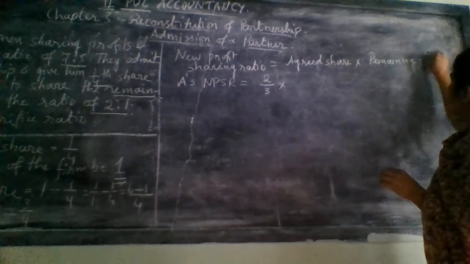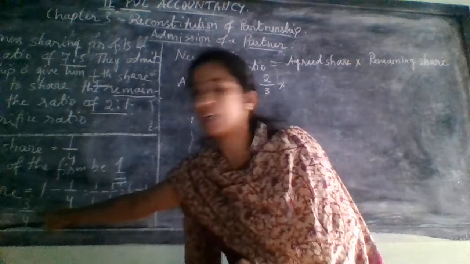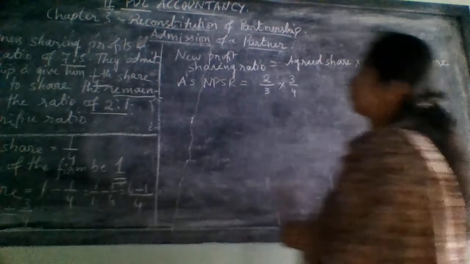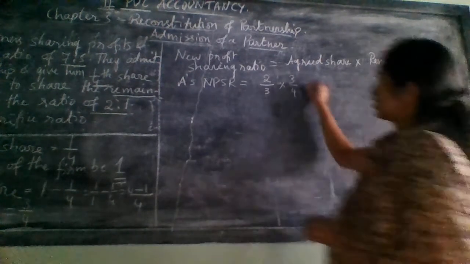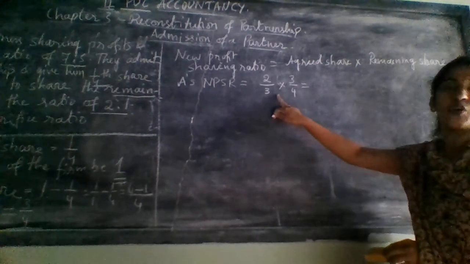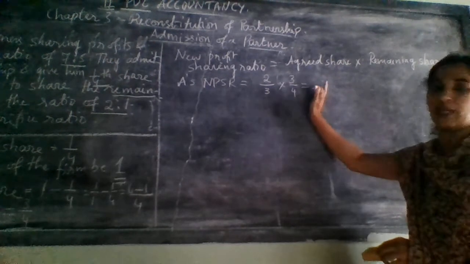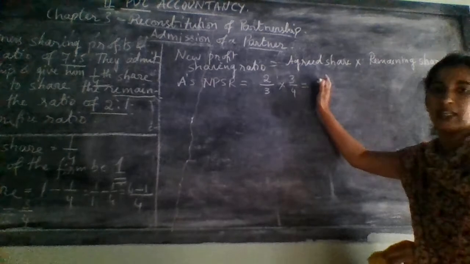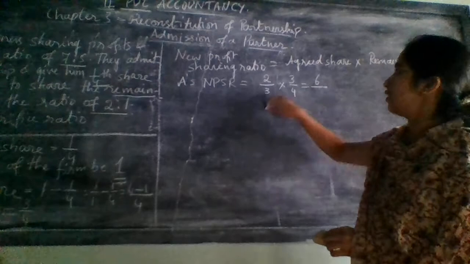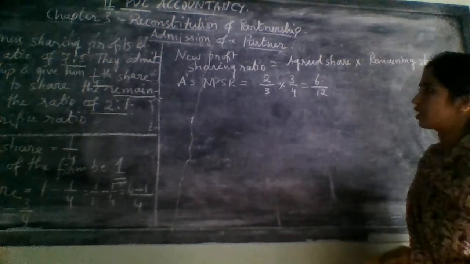Remaining share, just now we calculated how much it is. 3 by 4 we got here. So write here 3 by 4. This is for whom? Yes, new profit sharing ratio. So for 2 3s, you need to find out the product. No need to worry about the denominators at all. What you can do is direct multiplication. So 2 3s are 6, 3 4s are 12. Yes, new profit sharing ratio you got.